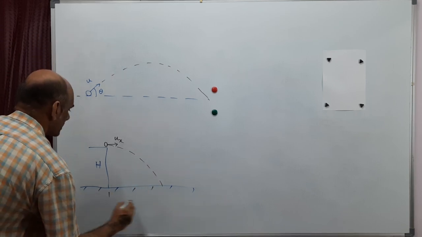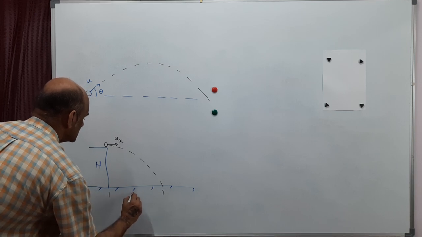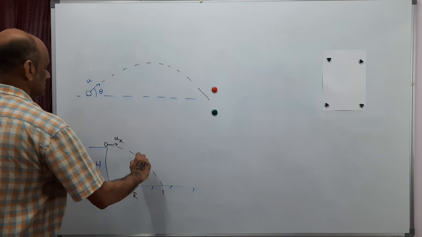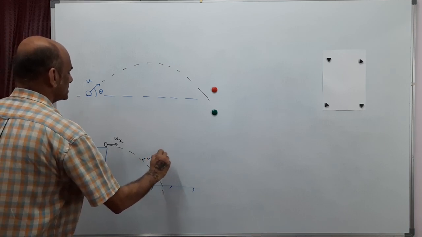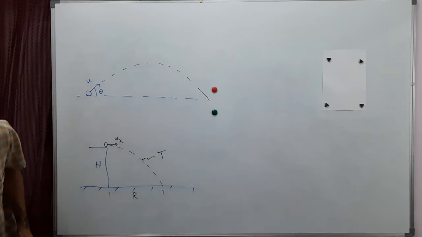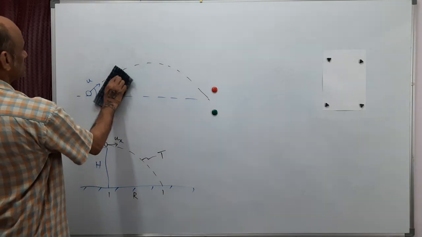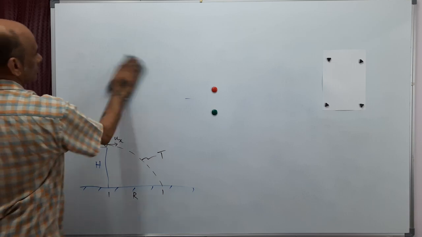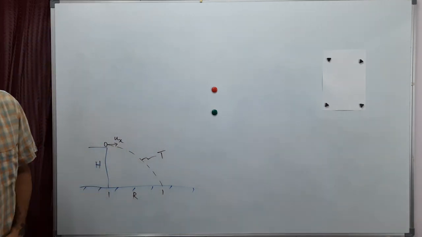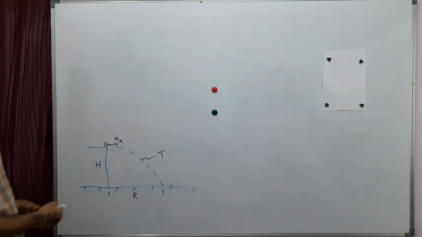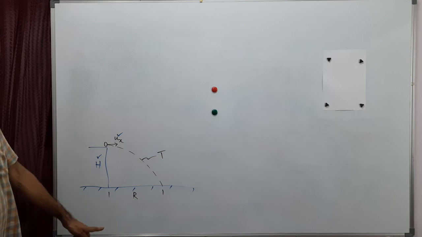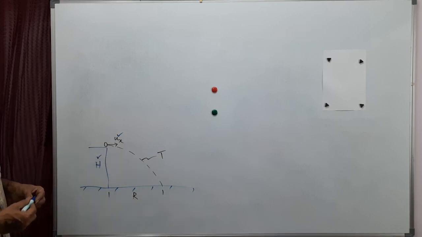So this distance is range, the distance covered in the horizontal direction, and this is the maximum height, and the flight time is t. Let us consider this motion. For this motion, the inputs are the initial horizontal velocity ux and then the height from which it is thrown. From that, we should be able to calculate the range and the time of flight.